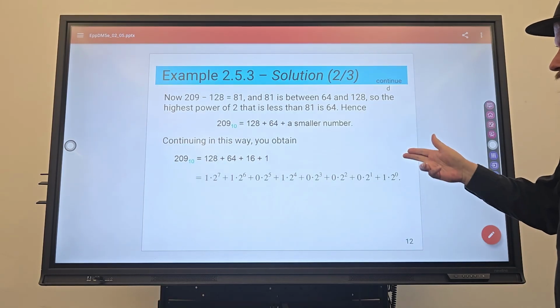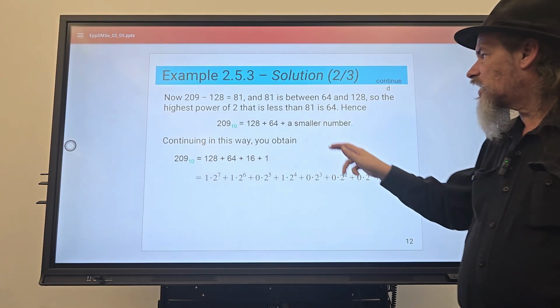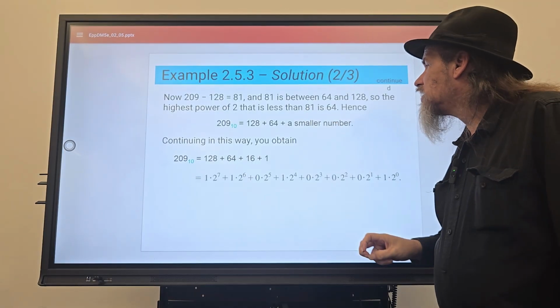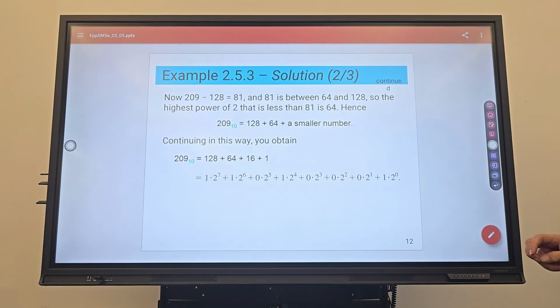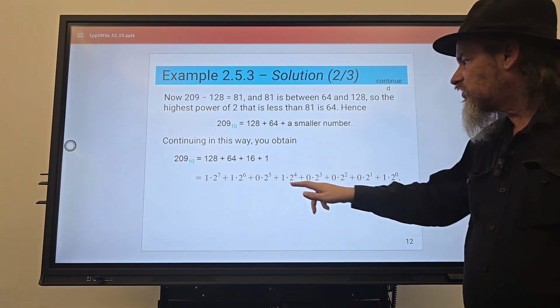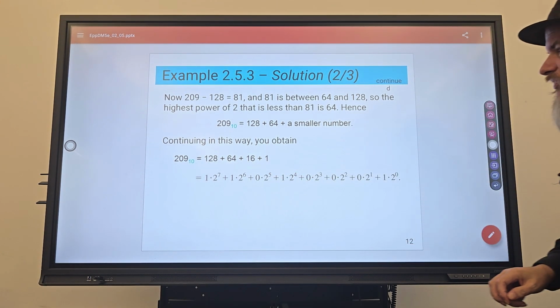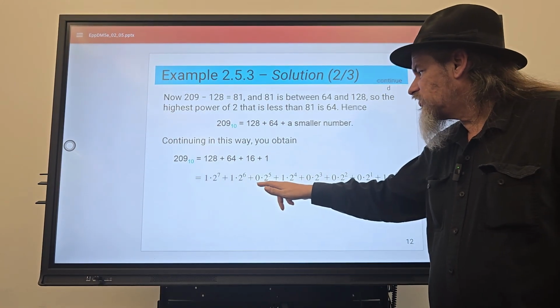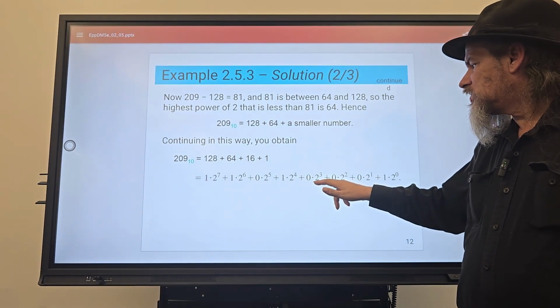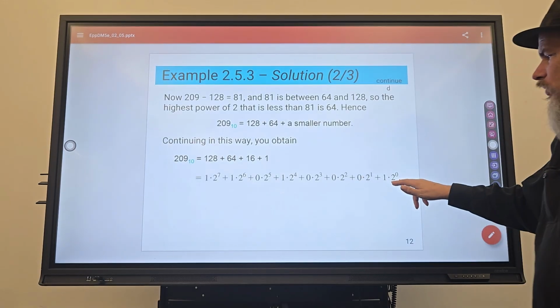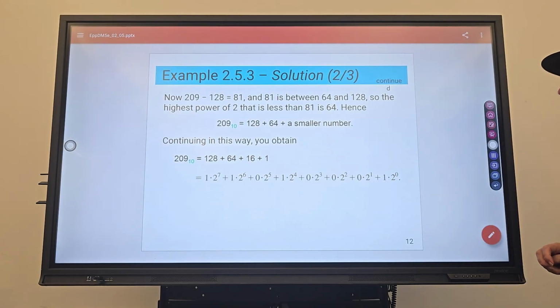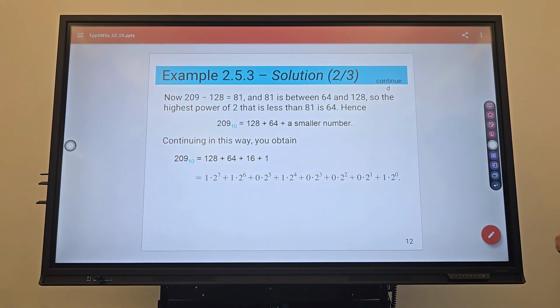So subtract 64 from 81, you get, what is that, 17? Which is 16 plus 1. So you have 1, 1, 0, 1, 0, 0, 0, 1. But repeated subtraction and knowing your powers of 2 help with that.